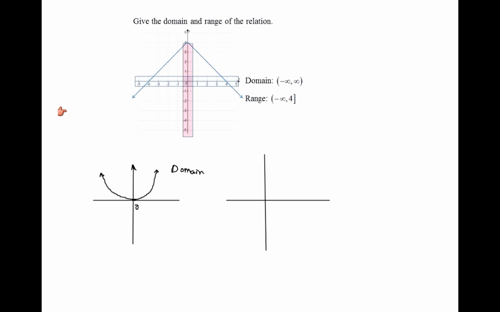Yeah, negative infinity to the same, right? Because again, this is going to go all the way, covering negative infinity, and it's going to go all the way to cover positive infinity. So the domain would be exactly the same as this one. The domain would be all the numbers from negative infinity to positive infinity.